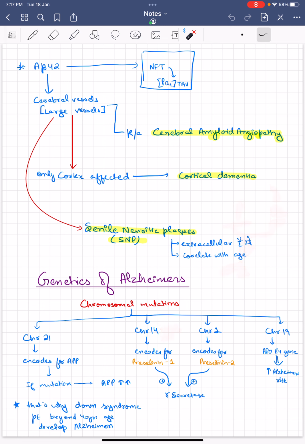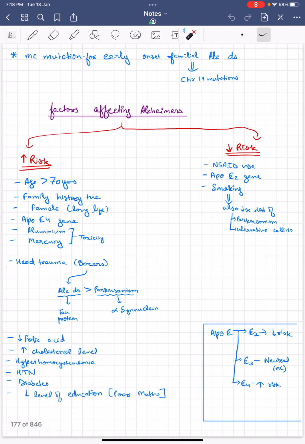No, it was gamma secretase. Somehow I don't remember the Greek letters, whatever it is. So somehow they lead to increased functioning of the gamma secretase protein, leading to an increased amount of A beta 42. And chromosome number 19, which increases the ApoE4 gene, leads to increased Alzheimer's risk. I told you just a few minutes ago that the most common mutation in early onset familial Alzheimer's disease is the chromosome 14 mutation.